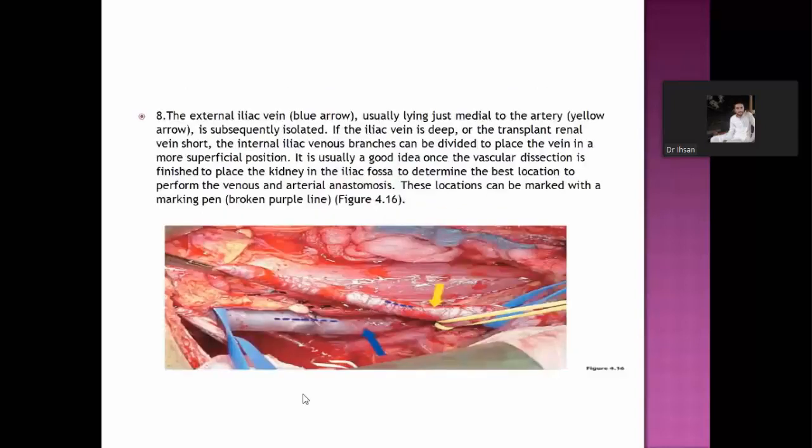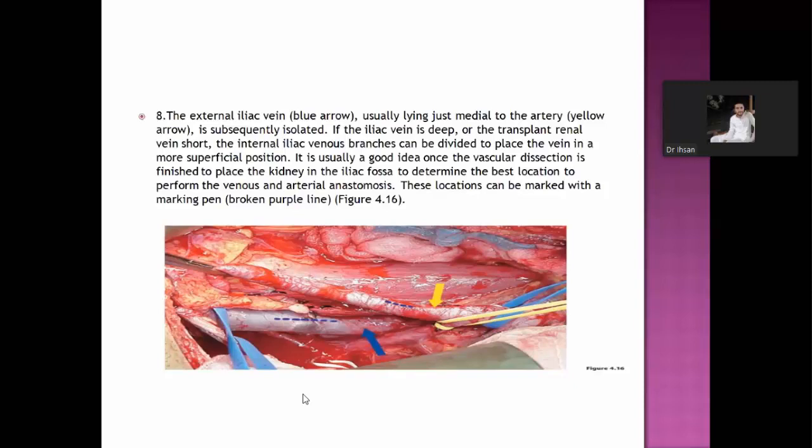The eighth step is the external iliac vein, usually lying just medial to the artery, is subsequently isolated. If the iliac vein is deep or the transplant renal vein is short, the internal iliac venous branches can be divided to place the vein in the most superficial position, as we discussed in the previous slide.